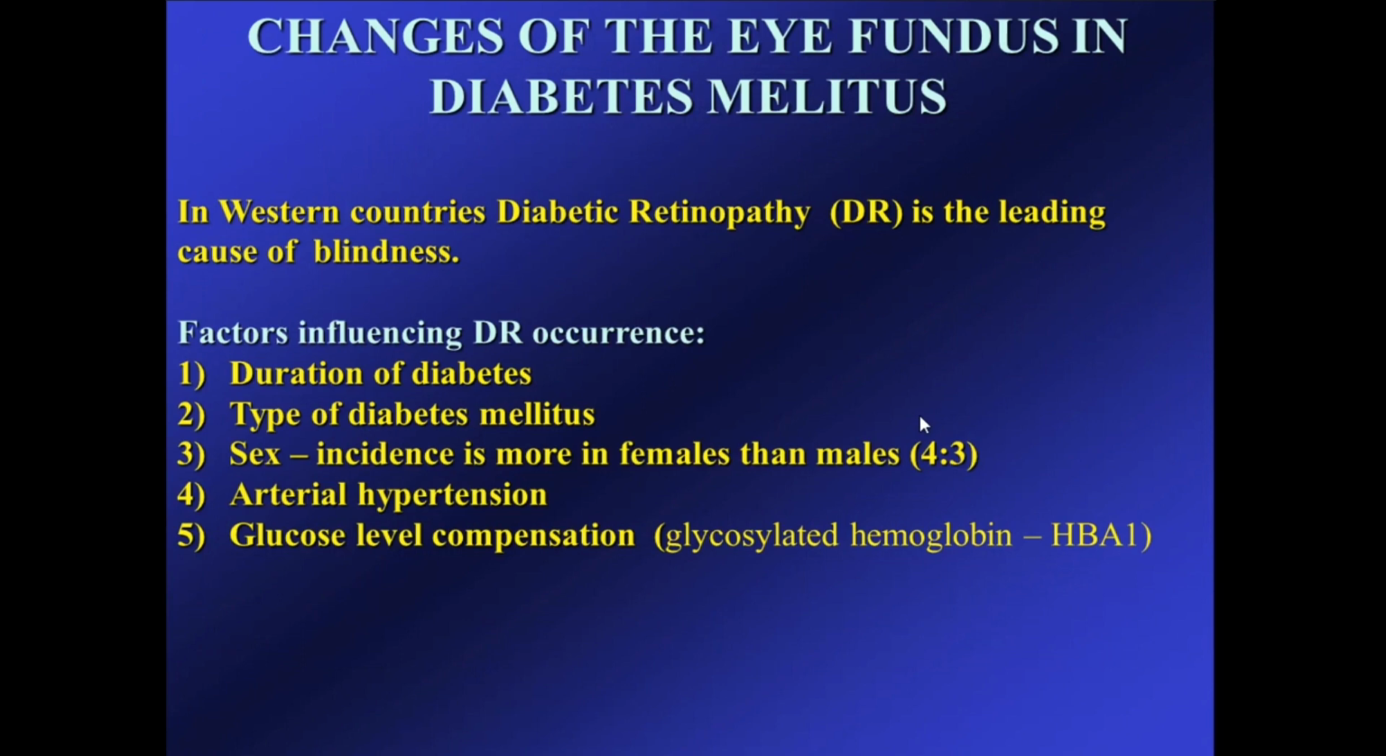Let's discuss the factors influencing diabetic retinopathy. The first is duration of diabetes, of course. Types of diabetes mellitus. Usually, we can observe diabetic retinopathy rather more often in females than in males. Arterial hypertension, glucose level compensation. Of course, if we see normal compensation, the risk of diabetic retinopathy decreases.